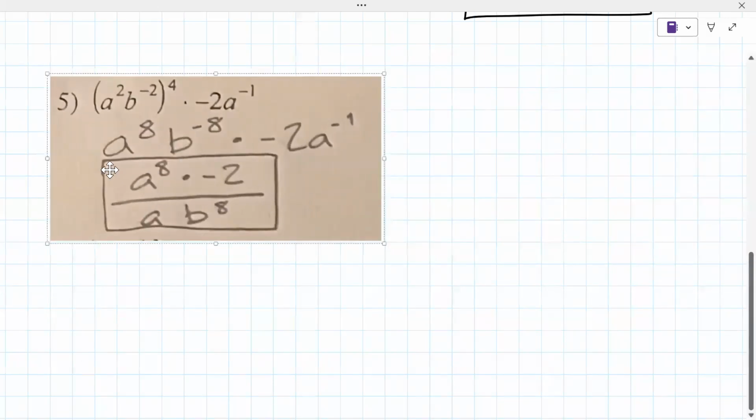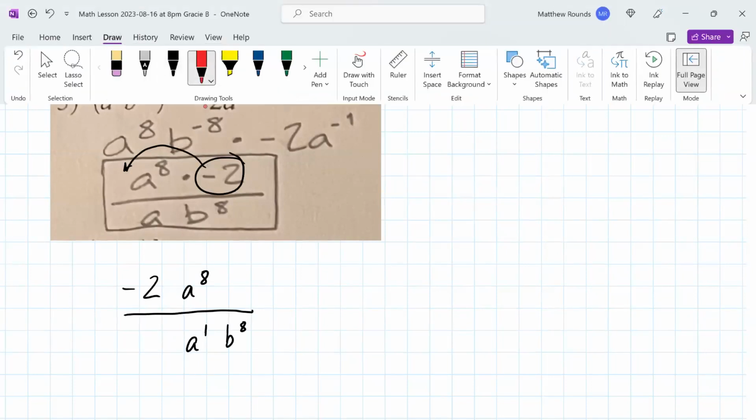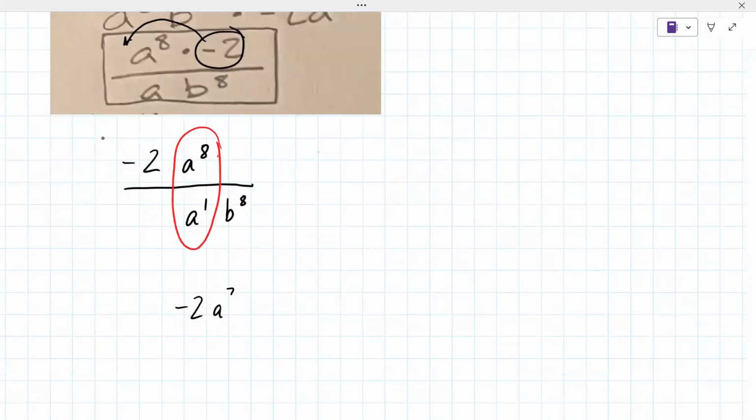So, okay, this is really good to start, and then you rewrite it, and you really want that constant to be out in front. So it would be -2 a to the 8th over a to the 1 b to the 8th. This is good so far, but there's one more little thing to do, which is this can reduce. Now that we did that in the previous problem, what does that reduce to? -2 a to the 7th. Yes, -2 a to the 7th over b to the 8th.